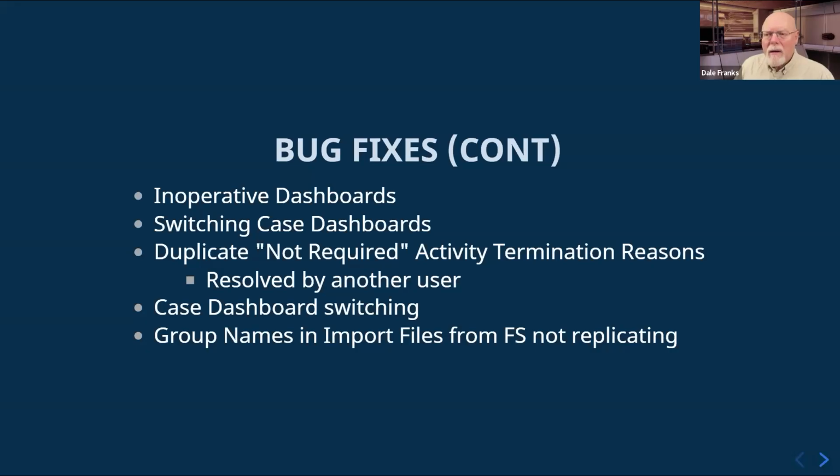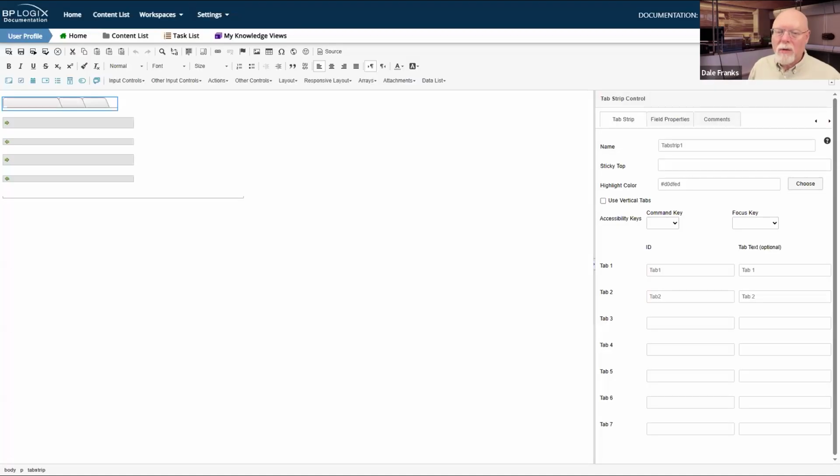In a knowledge view filter, which is where you would most likely come across it, although any time that you could access the activity termination reason in the condition builder, there were 2 not required entries. Now, the way that those were generated, it is true. Both were not required, but they were not required for different reasons, which means that they had different behaviors. So what you would see is not required twice, and that wasn't particularly helpful.